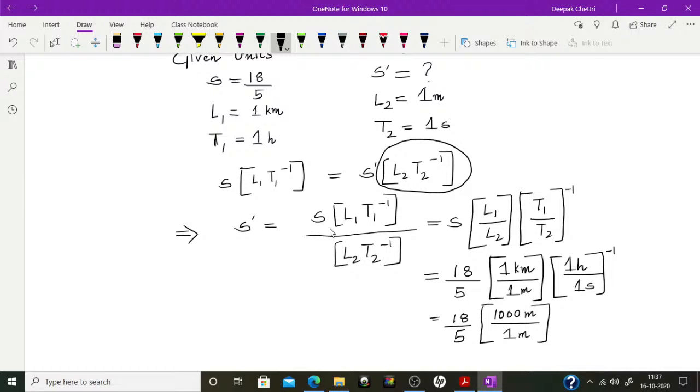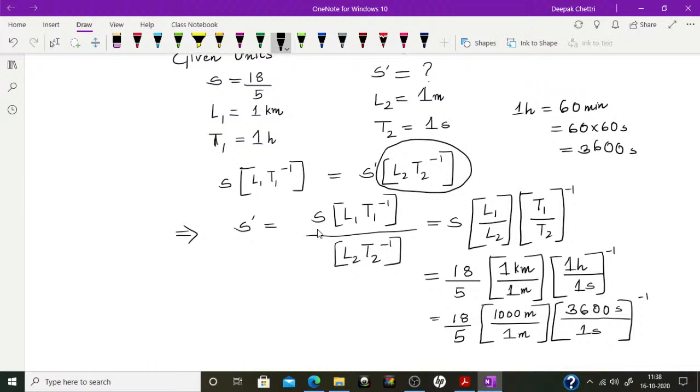In the same way, since we are converting to seconds, this hour also we have to write in seconds. So I hope you know this. 1 hour consists of 60 minutes and each minute consists of 60 seconds. So total seconds in 1 hour will be 3600 seconds. Okay, so that's what I'll write here, 3600 seconds divided by 1 second to the power minus 1. I hope it's clear so far.